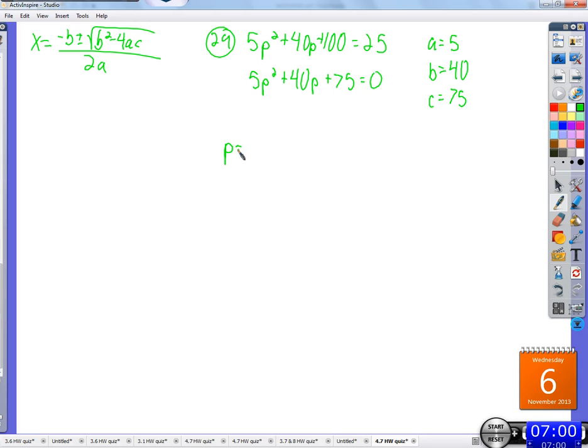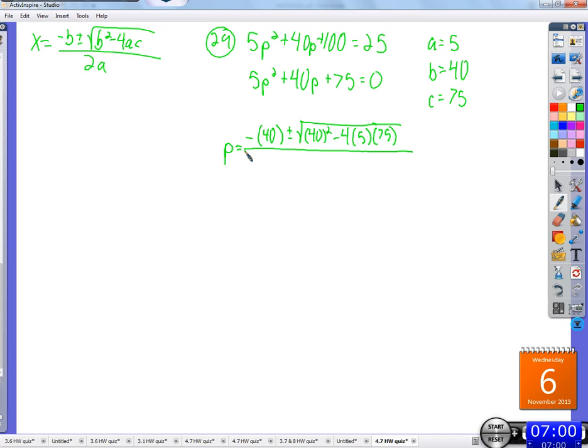So p equals negative b, what's b? 40 plus or minus the square root of b, 40, squared. Minus 4 times a, 5, times c, 75.